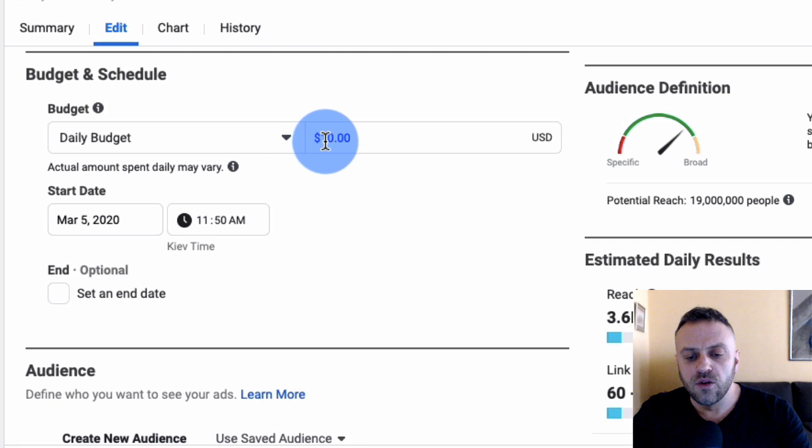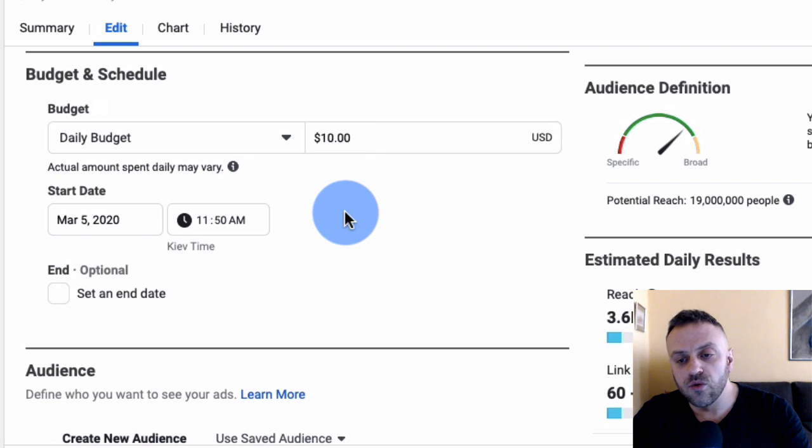And so your budget will depend on what you're looking for. If you don't have a lot of money, you can do it $5 a day. You can do it $10 a day. And it really depends on how you go about it. But you cannot give up. You cannot spend $10, have no sale, and just call it a day.